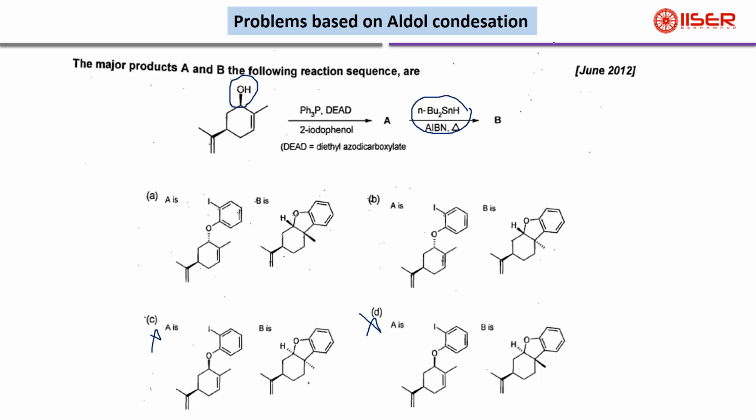Now in the next step, they have added this Bu3SnH. This Bu3SnH will take an iodine from here and generate a radical at this place, and this radical will coordinate with this double bond and form this cyclized compound. Now just to imagine this in 3D, I'm rotating this one and drawing it in a different way, just for your understanding.